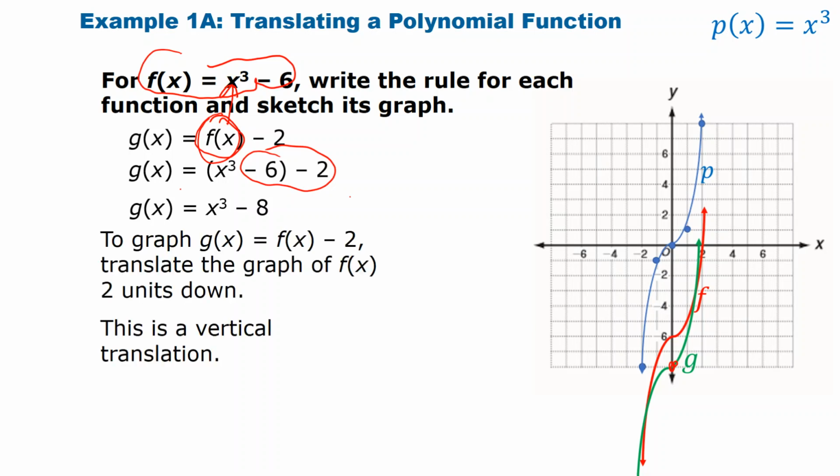So what that tells us is to graph g of x equals f of x minus 2, we're going to translate the graph of f of x 2 units down. And this is a vertical translation, and that's exactly what we did. We just took the f of x, which we saw was x, this red one, and we just moved it down 2 places, 2 units. All right, let's try another one.